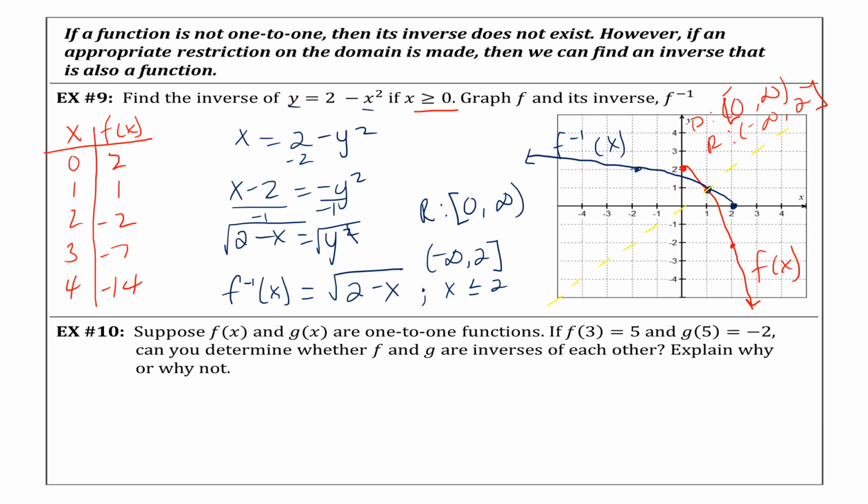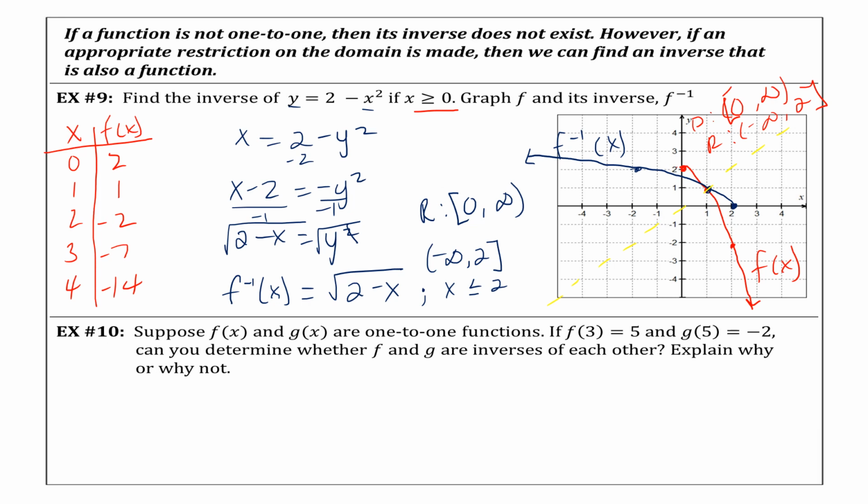Okay? All right, so it says here, suppose f of x and g of x are one-to-one functions. So we have f of 3 equals 5 and g of 5 equals negative 2. Can you determine whether f and g are inverses of each other? Explain why or why not.